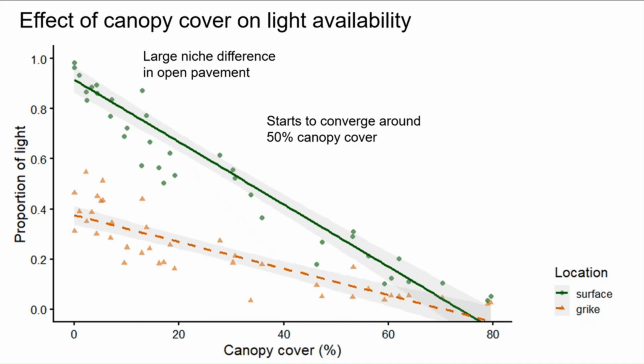As you move towards 50% or so, those lines start to converge, and then obviously in a very high and dense canopy there's very little light reaching both the surface and the grike. But what's interesting is that those lines do converge, and so you're losing that distinction in the different levels of light that you can get. So you're losing the range of niches available to plants.